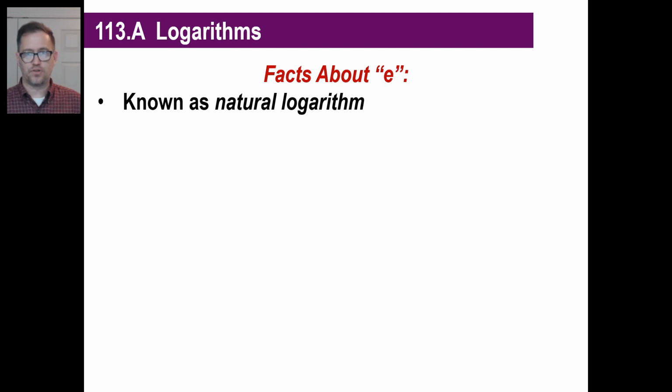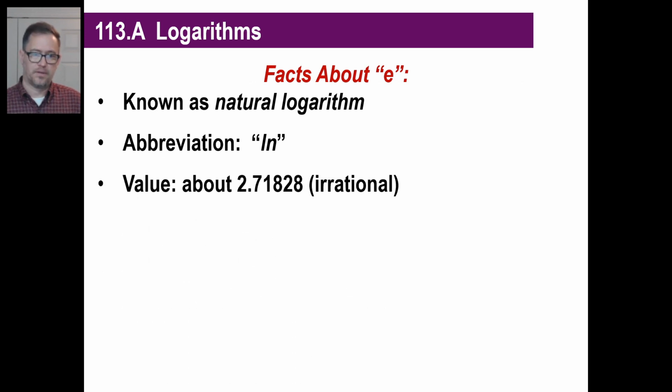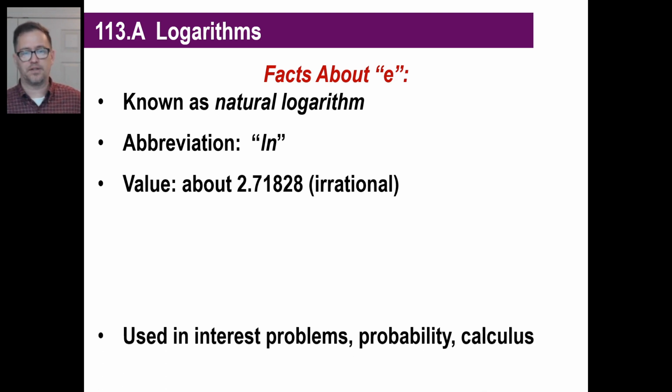It's known as a natural logarithm. All right, the abbreviation looks like this, L and N. The value is about 2.71828. It's an irrational number. Remember what irrational numbers are. They can't be expressed as a fraction. It just keeps going on and on and on with no repeating decimal.